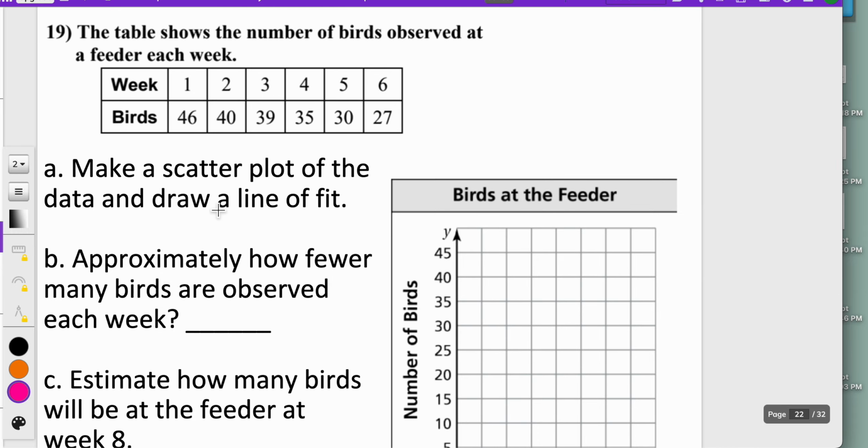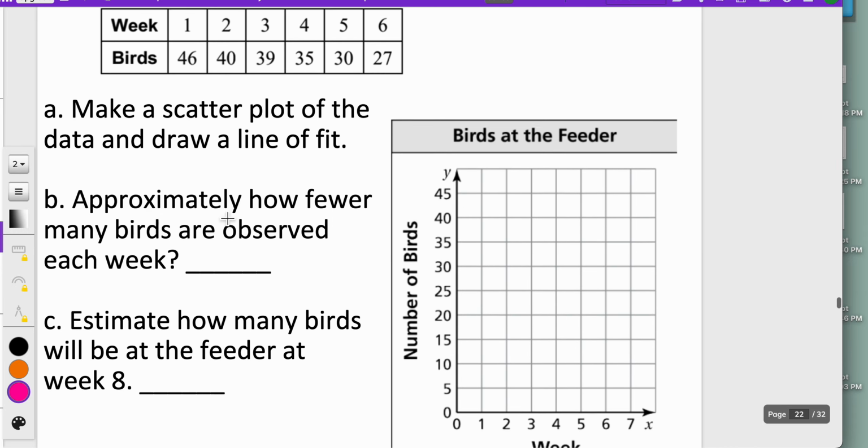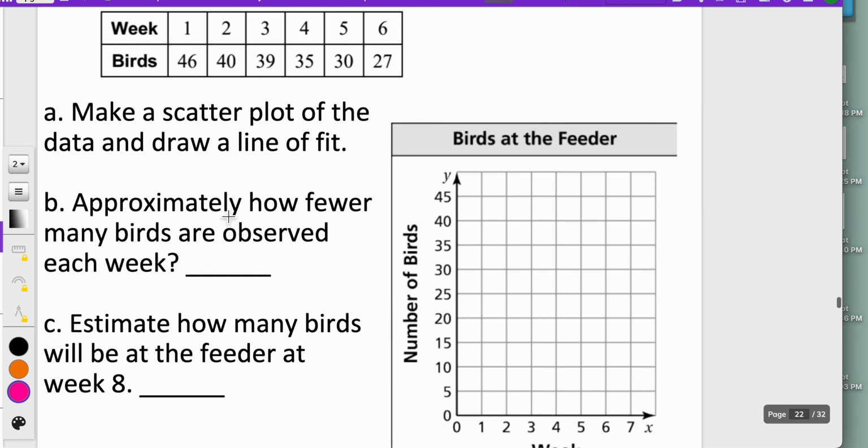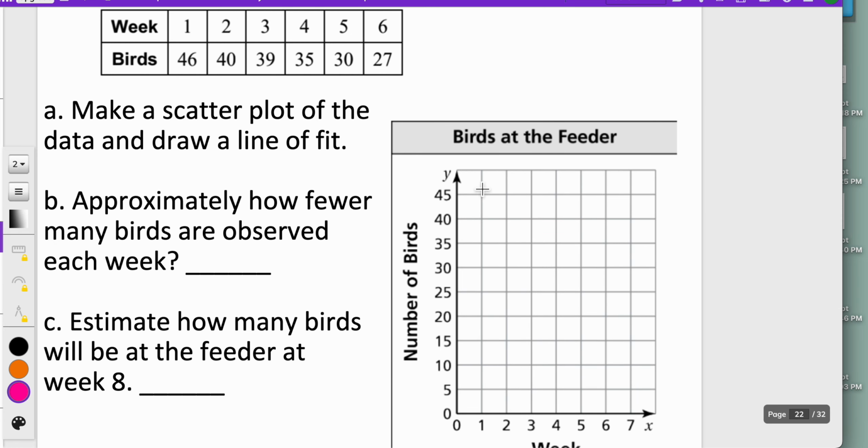Next up, we're going to make a table of the number of weeks and bird feeders. So week 1 was 46, week 2, 40, week 3 was 39, week 4, 35, week 5 is 30, and week 6, 27. Now I need to draw a line of fit. I just want to draw a straight line hitting as many dots as possible.